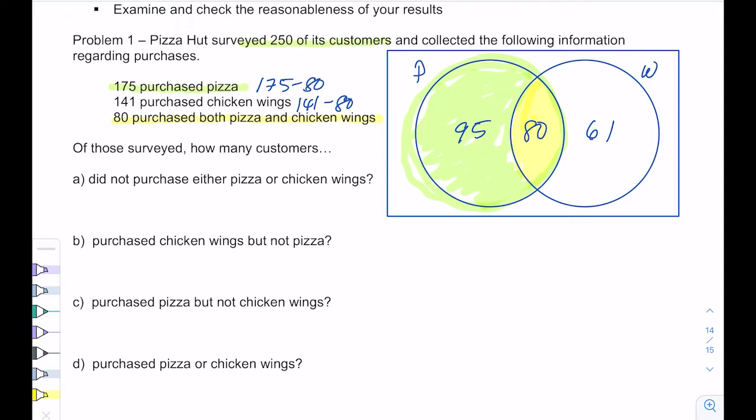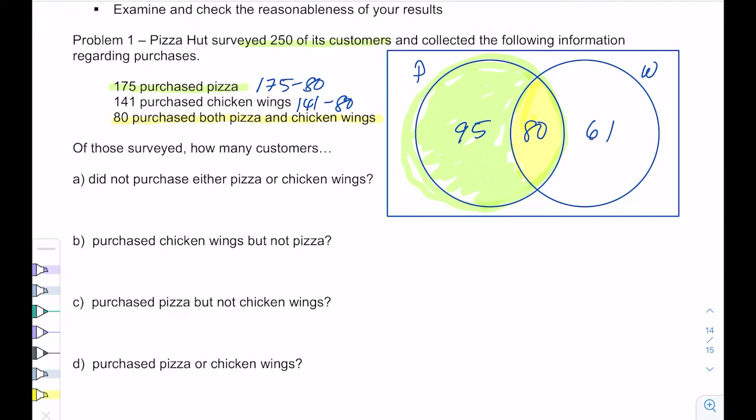But if you add the 80 and 61, you get 141 people total that purchased chicken wings. But remember, that includes some of the people who purchased both. And then the last thing I need to do is fill in the space inside the rectangle that represents people who didn't purchase either chicken wings or pizza. So that is going to answer the first question.